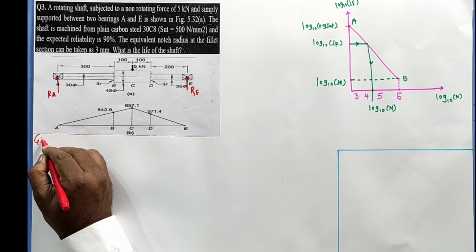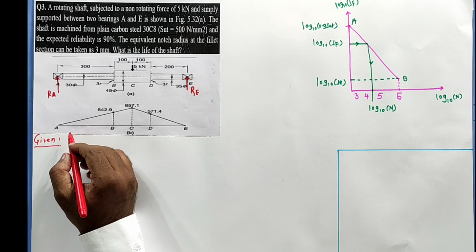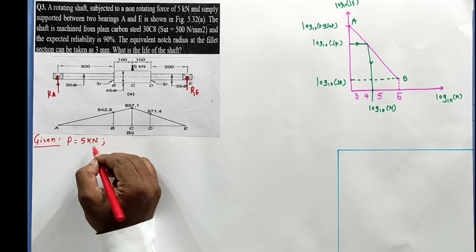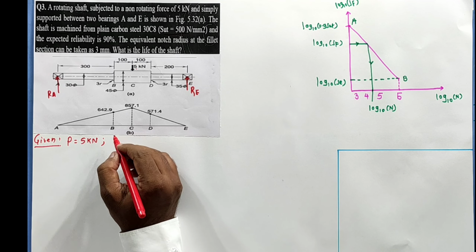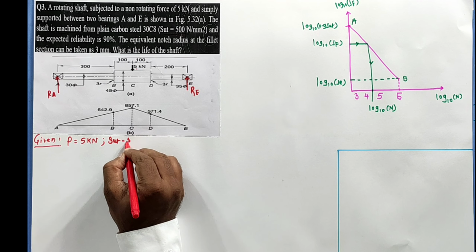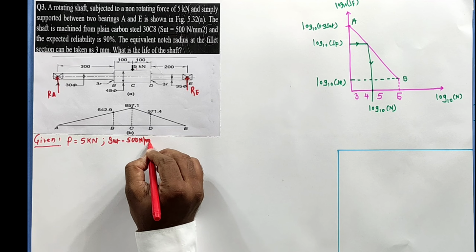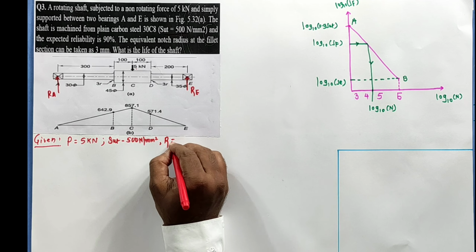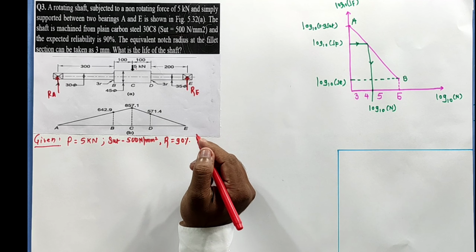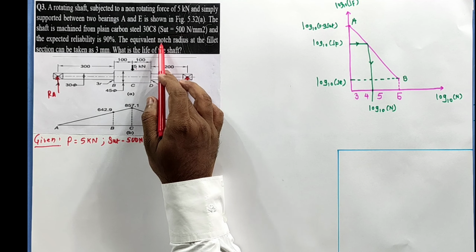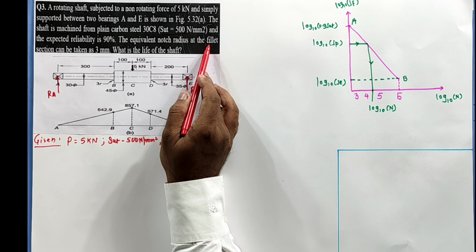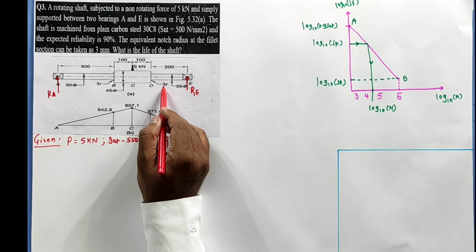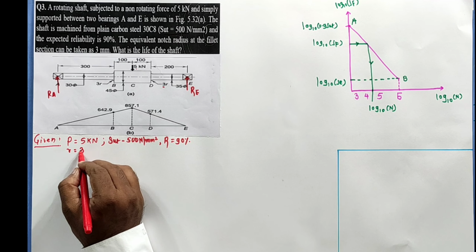So I'll write the given data as I had told you. The force is 5 kilonewton. Then they have mentioned the material Sut 500 Newton per mm square. Then expected reliability 90%, correct? And the equivalent notch radius at the fillet section can be taken as 3 mm. So this will be the fillet radius shown in the figure. Fillet radius 3 mm.